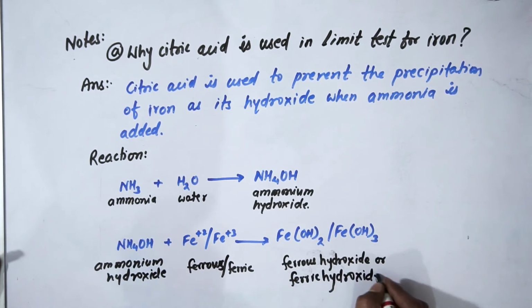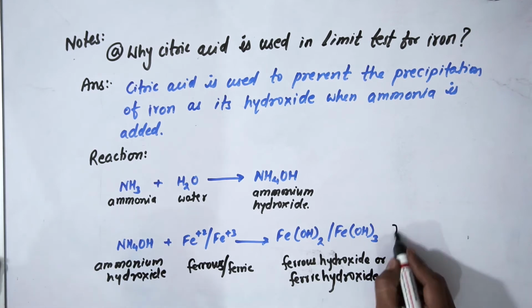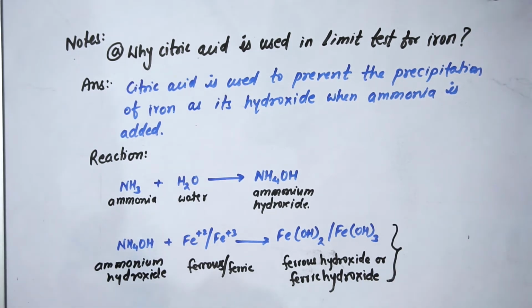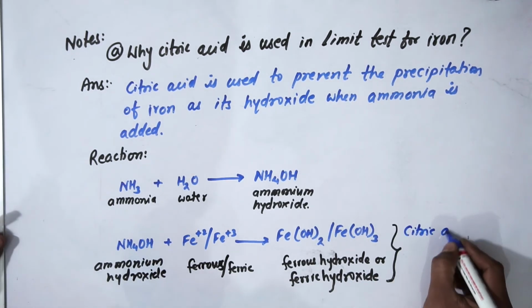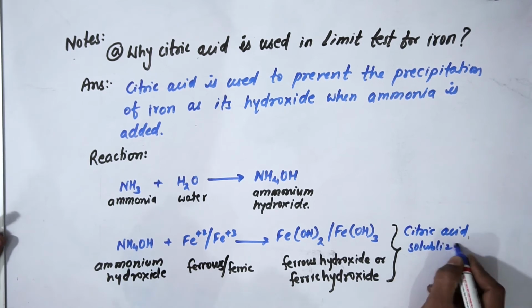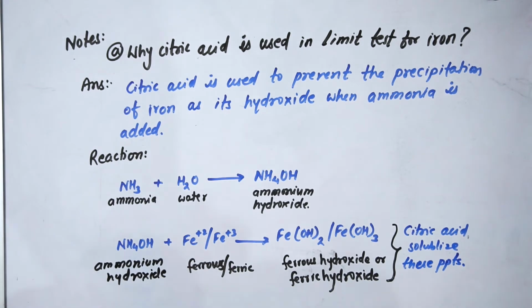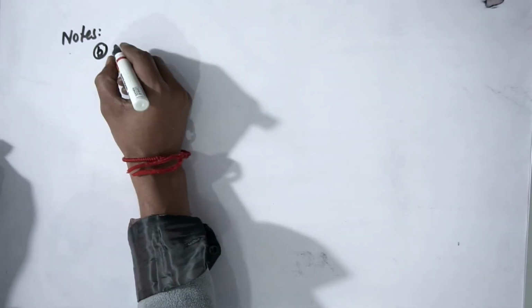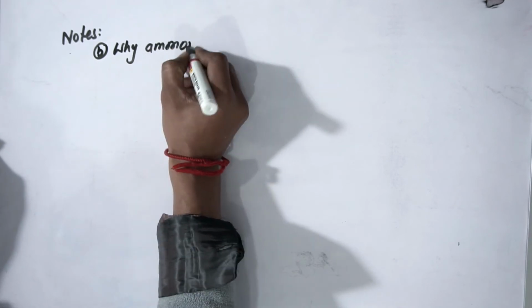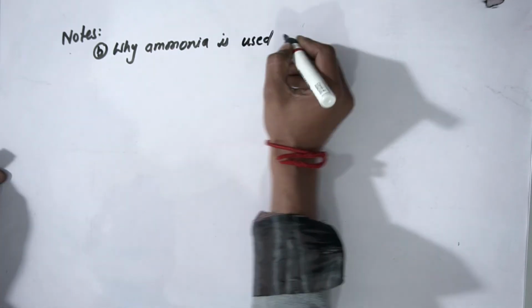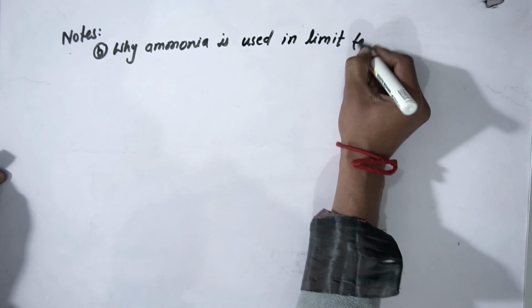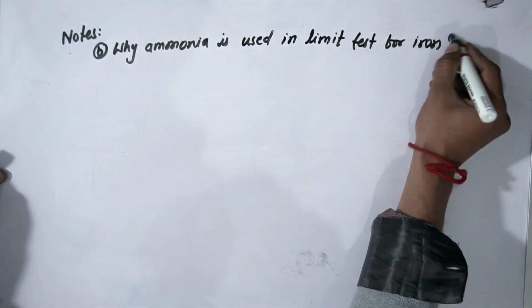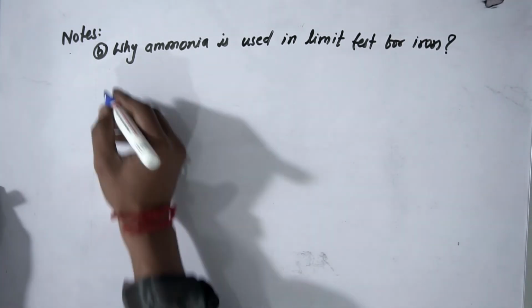Okay, so this ferrous or ferric hydroxide is soluble in citric acid. Citric acid solubilizes this precipitate and hence it will prevent it. That's why it is used in the limit test for iron. Now there is one more question which generally comes: why is ammonia used in the limit test for iron? What is the cause of using ammonia?